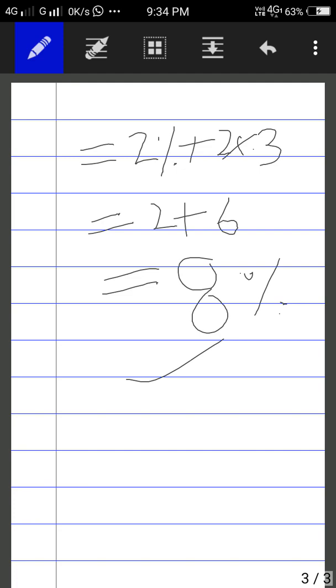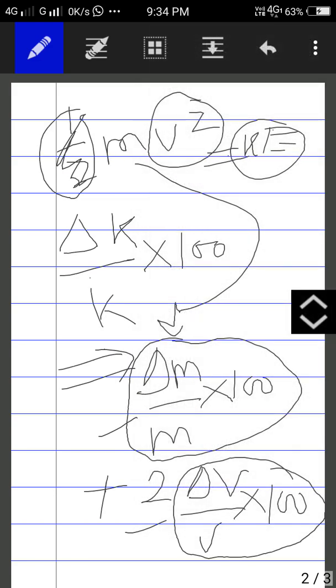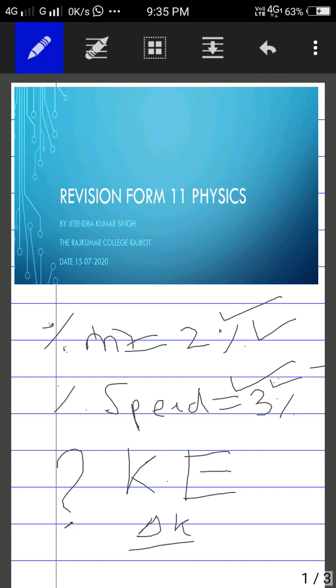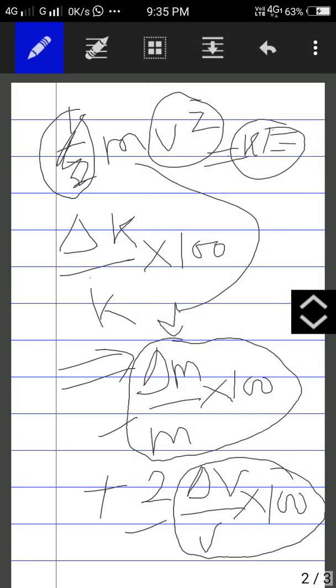So this is what we have done. It's very easy. Let me revise it for you. First of all, the question has been given as the percentage error in mass is 2%. Percentage error in speed is 3%. Find out percentage error in kinetic energy. So here we should write that this is what we have been asked, del kinetic energy by K into 100. Del K by K into 100. This has been asked.